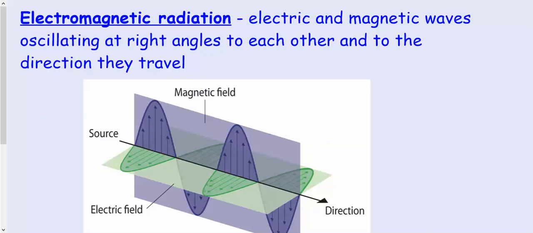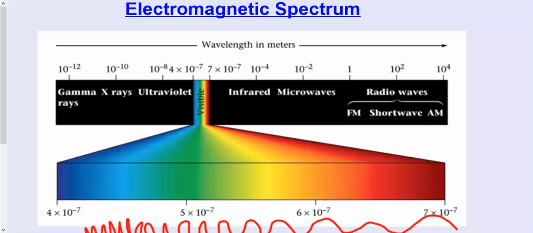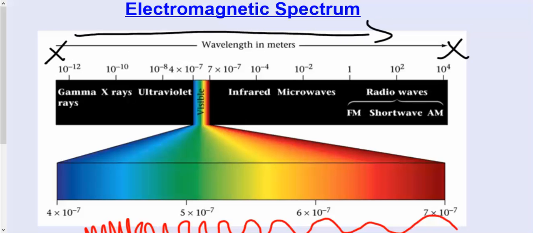You need to be familiar with the electromagnetic spectrum and the differences. Here's a picture of it. Notice that visible light is just one small piece of the electromagnetic spectrum. We start with gamma rays down here, so high energy on this end and lower energy here. So as we go across, the energy is decreasing. What's happening to the wavelength?